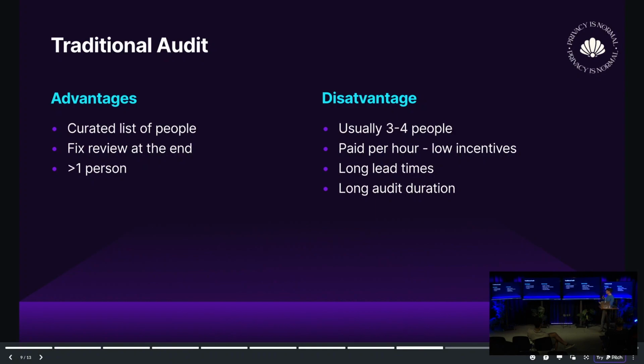Then usually traditional audits, especially in the bull market, have very long lead times, so you have to book them in advance, which really interferes with your planned roadmap. And they have longer audit duration because obviously for 3-4 people to do a really good job, they need to spend a lot of time.